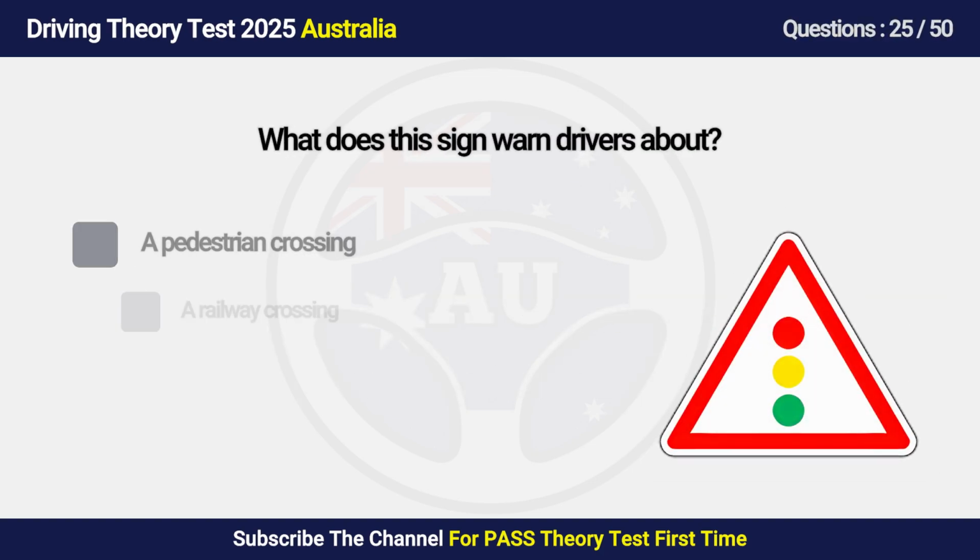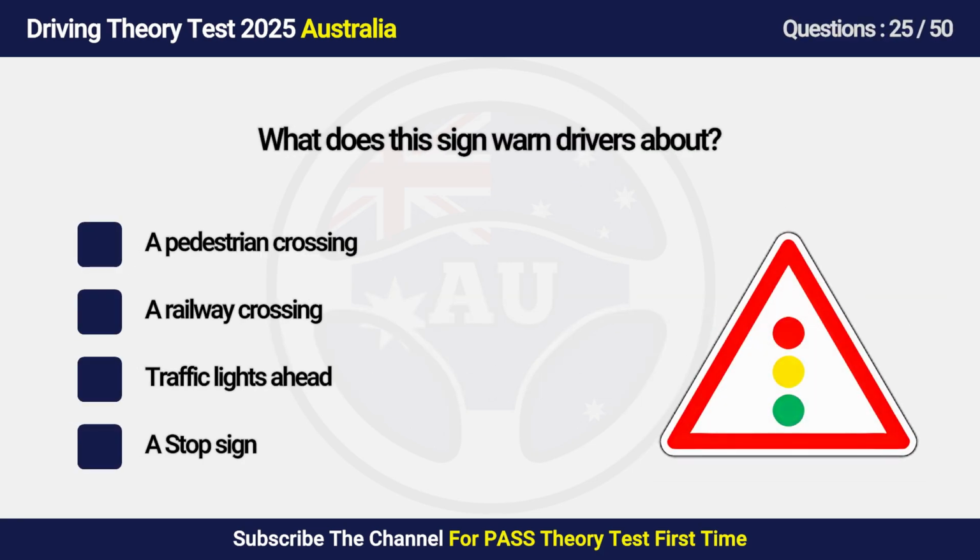Question 25. What does this sign warn drivers about? A. A pedestrian crossing. B. A railway crossing. C. Traffic lights ahead. D. A stop sign.